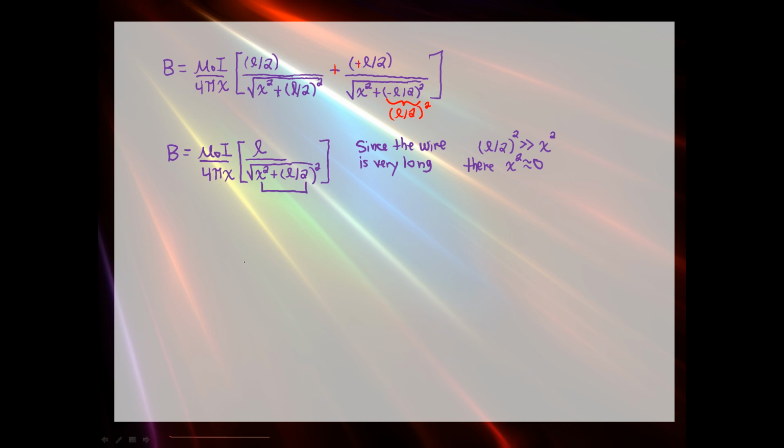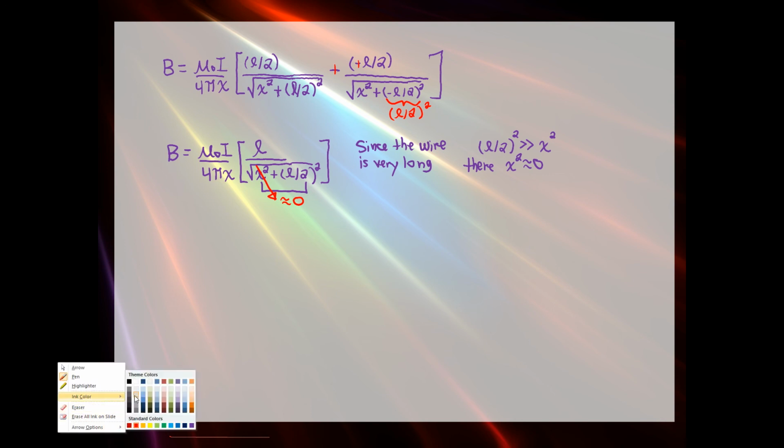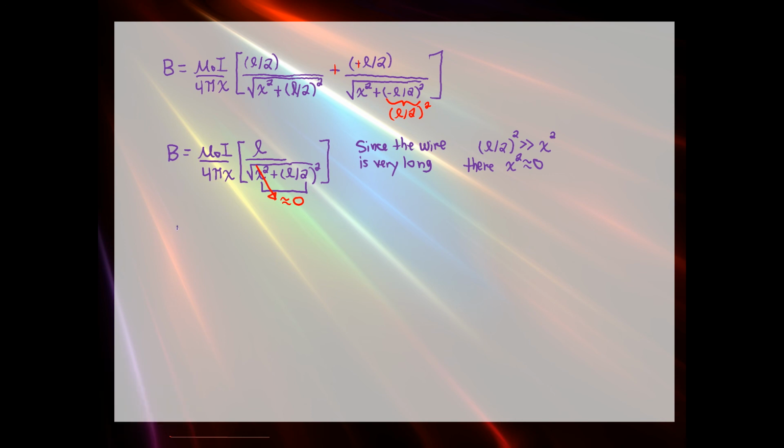So this would turn it into, on the next step, again, we'll just get rid of this. So we can say that's about equal to 0 in comparison to L over 2 all squared. And then this would give me B is equal to mu naught I over 4 pi x. And then let's see what we have left here now. We'd have L over 2 squared, and take the square root of that. So that'll just leave you with L over 2.